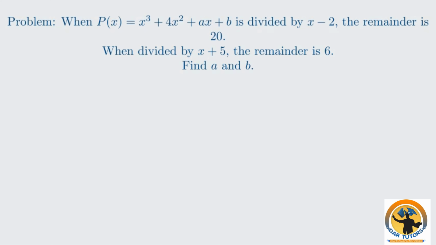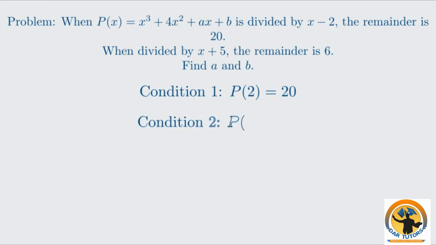We can translate these two conditions into two equations using the remainder theorem. The first condition, division by x minus 2 with a remainder of 20, means p of 2 equals 20. The second condition, division by x plus 5 with a remainder of 6, means p of negative 5 equals 6. Let's substitute these values into the polynomial to form our equations. For the first condition, we substitute x equals 2 into p of x and set it equal to 20.